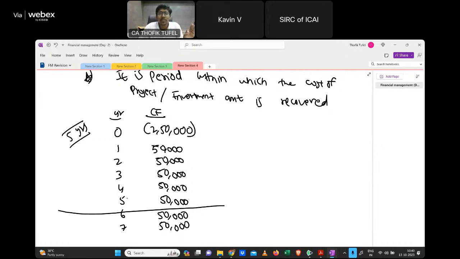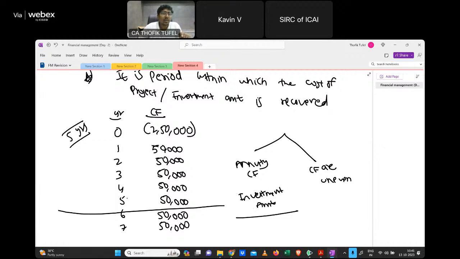Whenever the cash flows, there are two types of cash flows: annuity cash flows, and second one is the cash flows are uneven. Here, the cash flows are even, so you can use a shortcut formula. What is the shortcut formula? Investment amount, or the cost of the project, divided by annual cash flows.